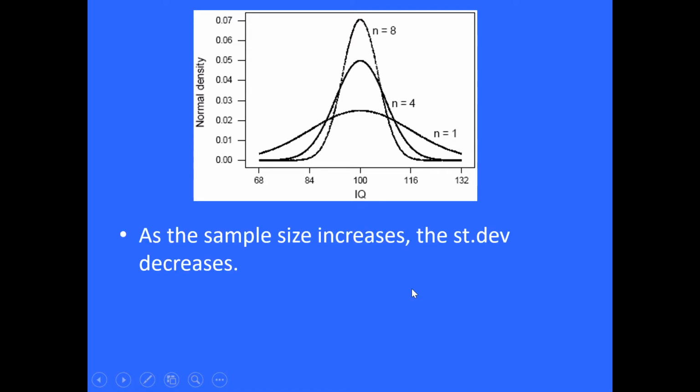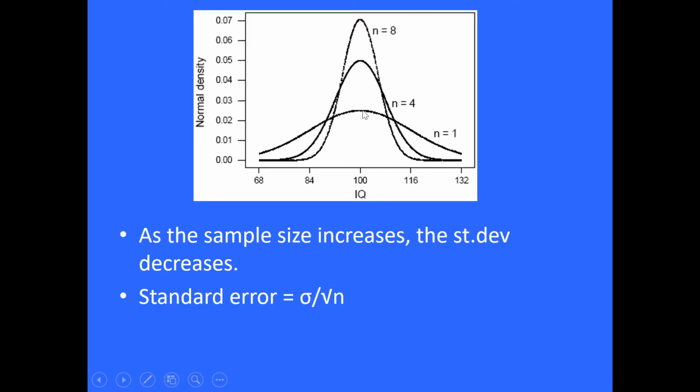Now, if you take even more samples, like instead of just taking 4 samples, you took 8, then you get an even narrower one there. So what's going on here? Well, one thing we can see is that as we take larger and larger sample sizes and generate distributions of means instead of distributions of individuals, the standard deviation of those things is decreasing. Now, those standard deviations, they're called the standard error.